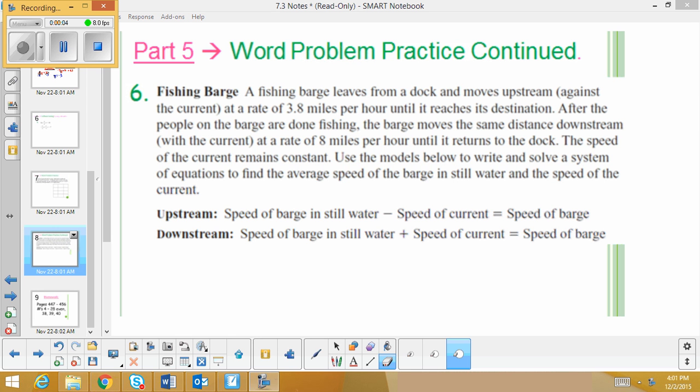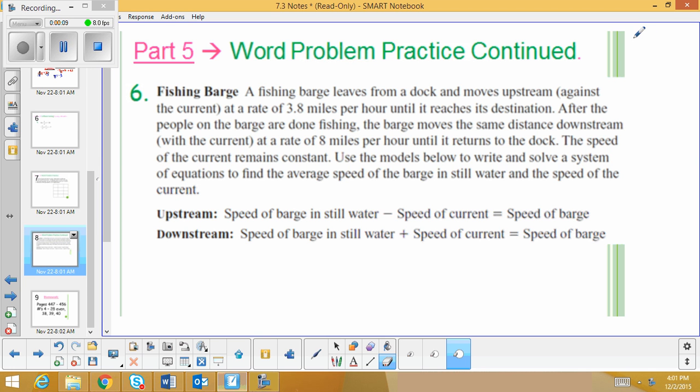I wanted to go over this word problem here at the end of your notes for 7.3. I'll do my best here to make it legible, and hopefully you'll have a better understanding of how to set up a linear system and solve for a problem like this.